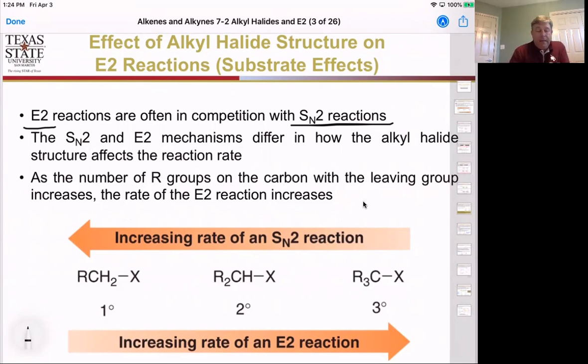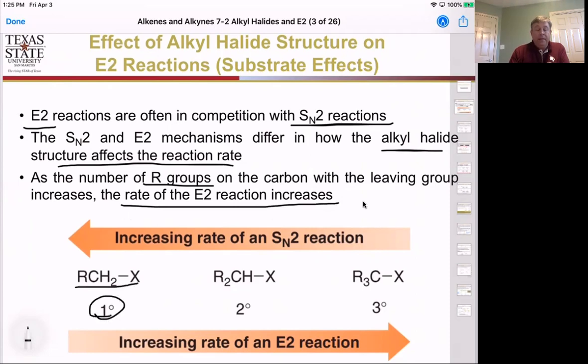Because the SN2 reaction and E2 mechanism are different, let's look at how the alkyl halide structure affects the reaction rate. As the number of R groups on the carbon with the leaving group increases, the rate of E2 increases. In an alkyl halide, SN2 on a primary alkyl halide is faster than on a secondary or tertiary halide. It's the opposite for an E2 reaction. As the number of carbons with hydrogens on them increases, so does the reaction rate.